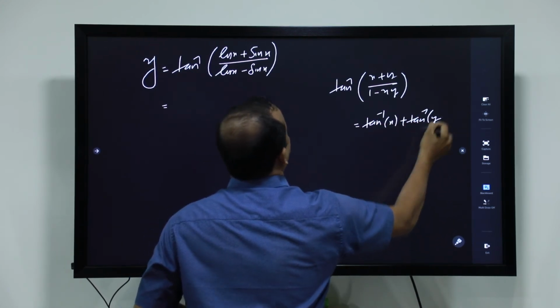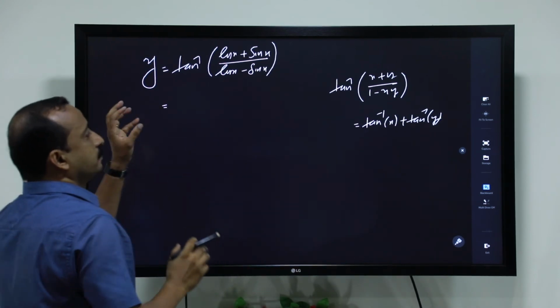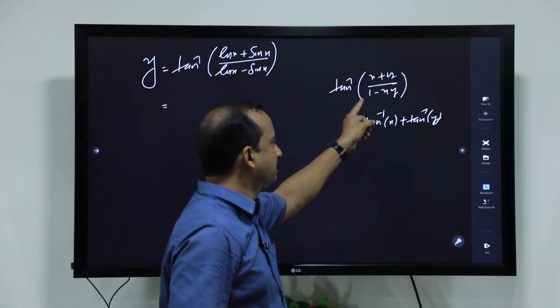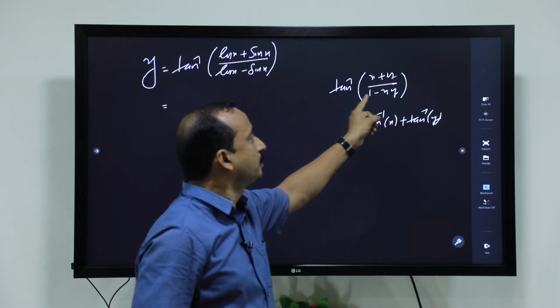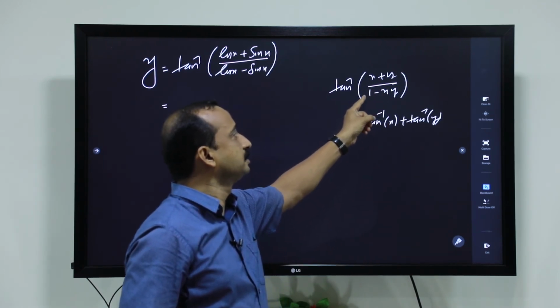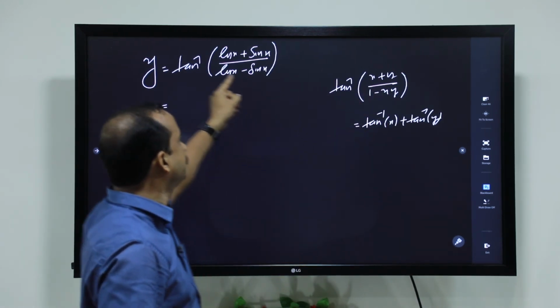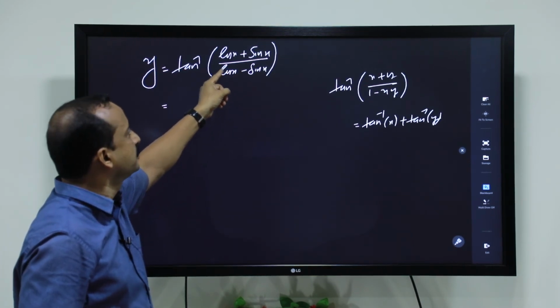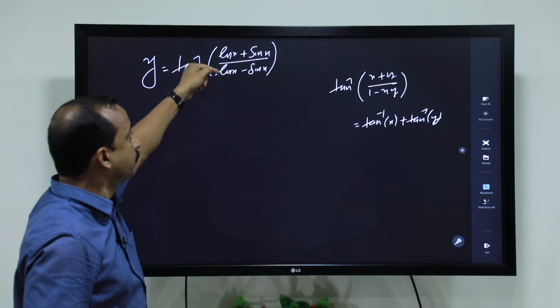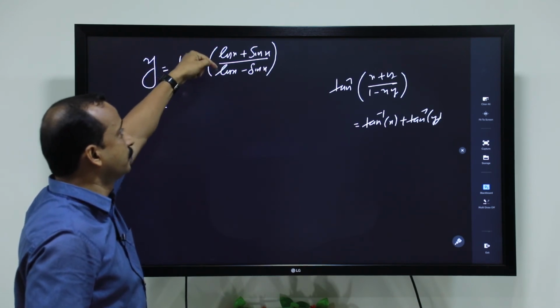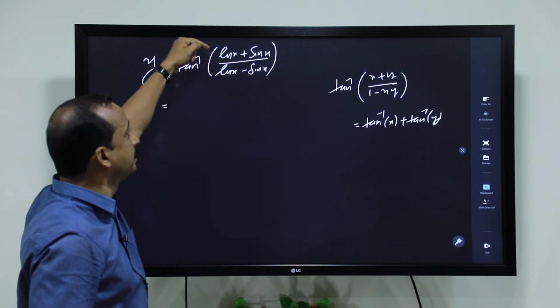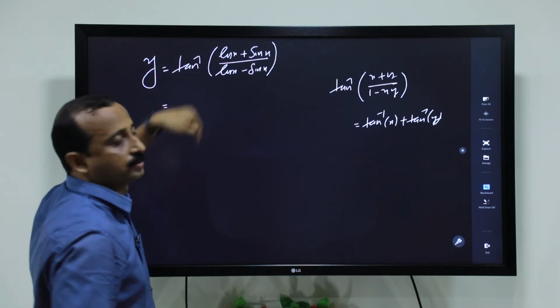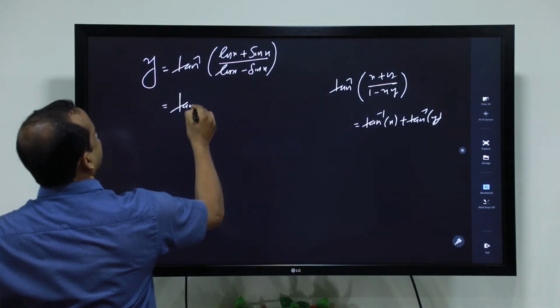To remember how to use this: tan inverse of (x plus y) by (1 minus xy). Here the first term in the denominator becomes 1. First of all you convert this term to 1. Here the corresponding term is cos x. For converting cos x to 1, first of all divide numerator and denominator by cos x.